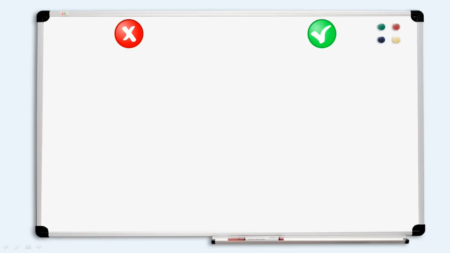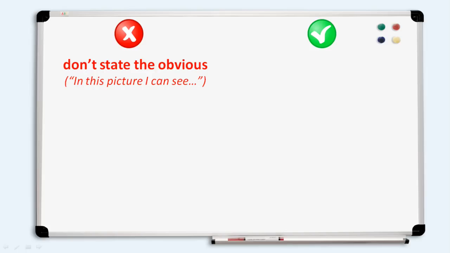As you know, in this part of the test, you're given 3 pictures, and you must talk about 2 of them for about a minute. First of all, I'd like to remind you again that here you're not supposed to simply describe the pictures, so don't state the obvious. The examiners aren't blind, and there is no need to say what exactly you can see in the photo. Focus on comparing and contrasting.